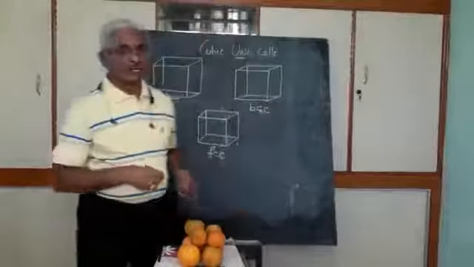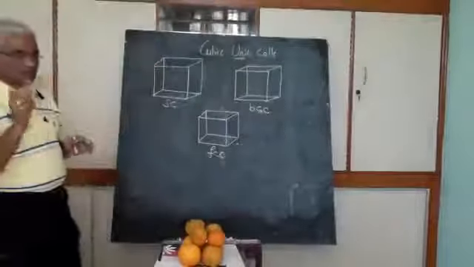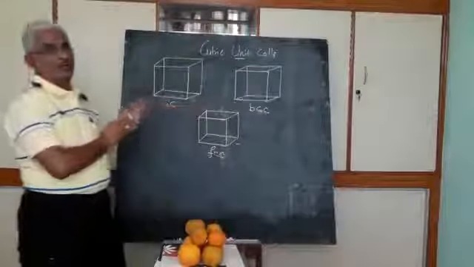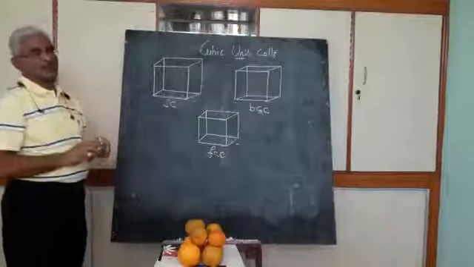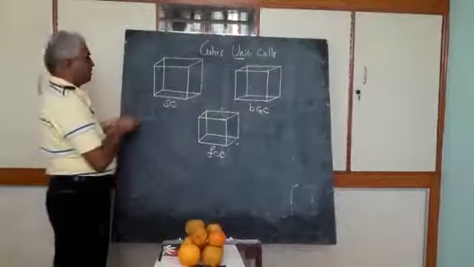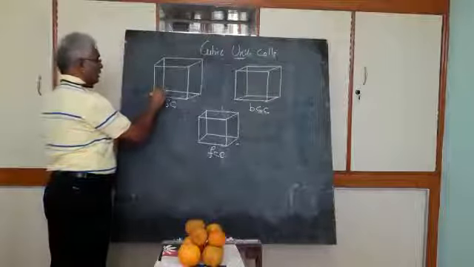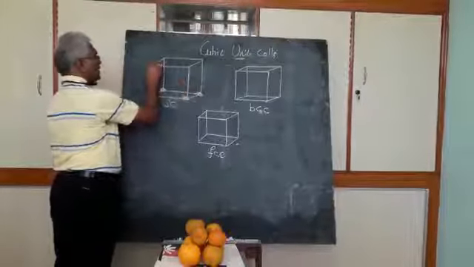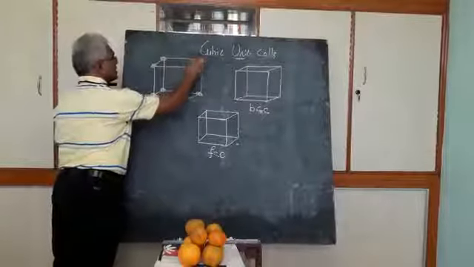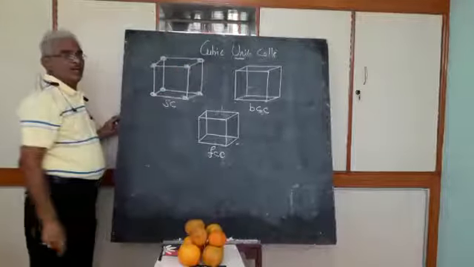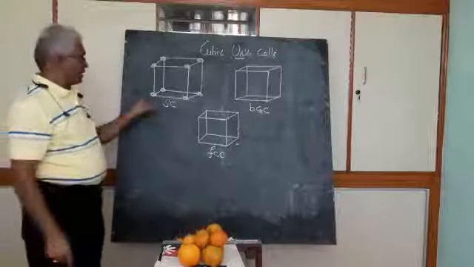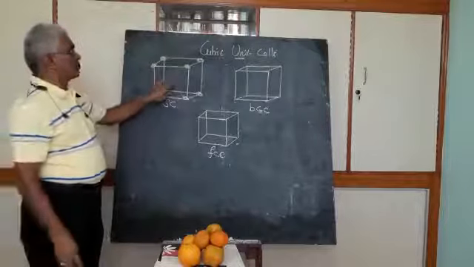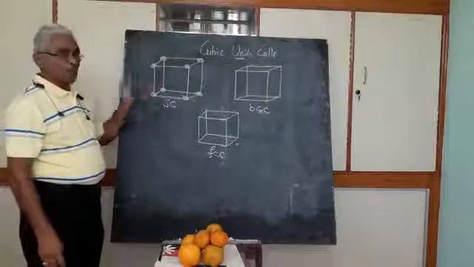So let me illustrate this in the figure. But this is the actual 3-dimensional arrangement. But in the board, we have to represent only like this. So one atom is here, the second atom, third atom, fourth atom, fifth atom, sixth atom, seventh atom, and eighth atom. Remember, this is the edge length. This represents edge length. So this is simple cubic. This is primitive unit cell.